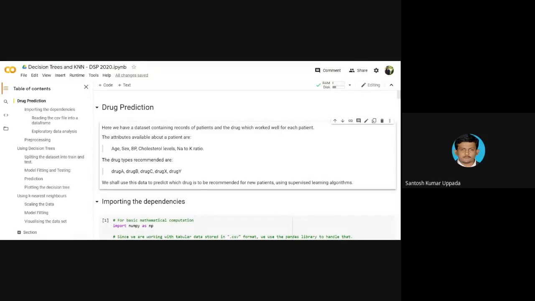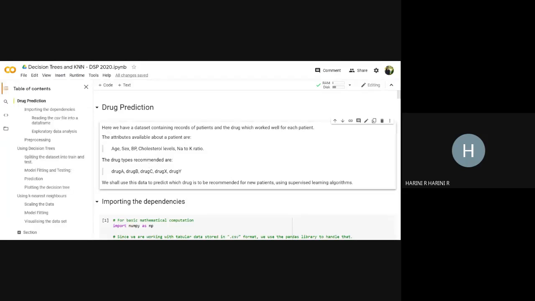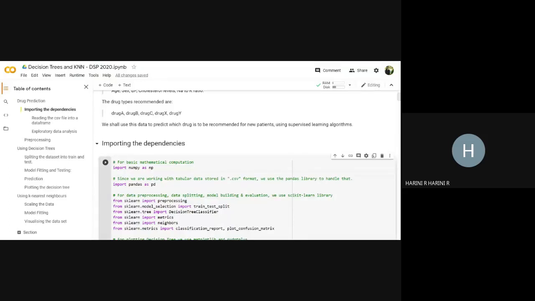Okay. So I hope everyone has received this notebook, decision trees and KNN, and also this .csv file, drug200.csv. In case anyone doesn't have access to this, please let us know. This will just be like a tutorial, so you could run these code cells along with me. And in case of any questions, you can post them in the chat.